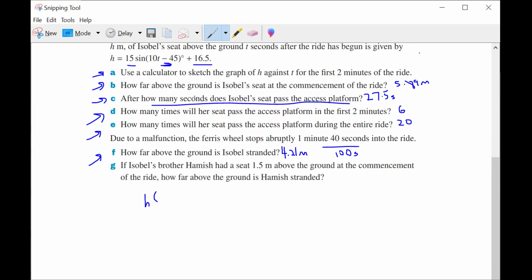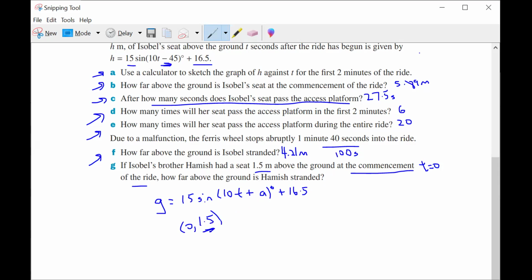So we need to rewrite this, we'll just call it G. G equals 15 sine of 10t plus, we'll just call it A, degrees, plus 16.5. And then to solve for A, basically we need to swap the coordinates of 0 and 1.5, because at the commencement of the ride, that's when t equals 0. We have a height of 1.5 meters, and that's why the y coordinate is 1.5.